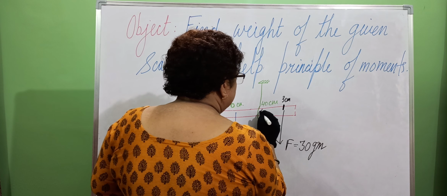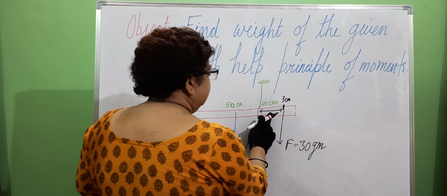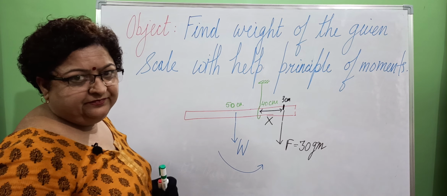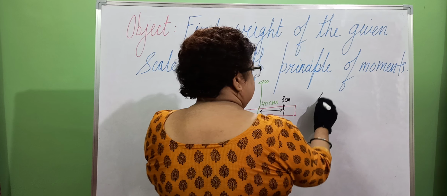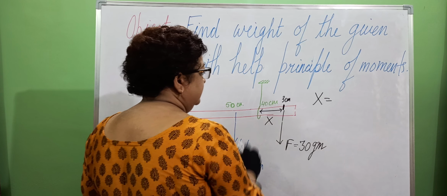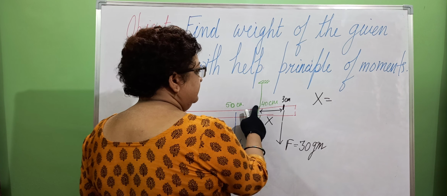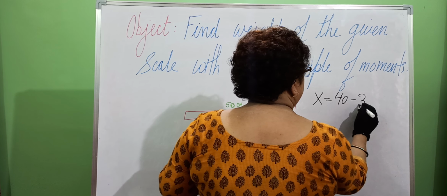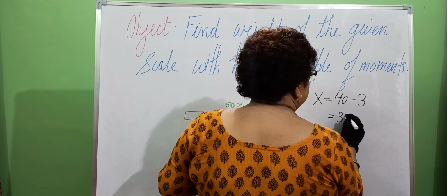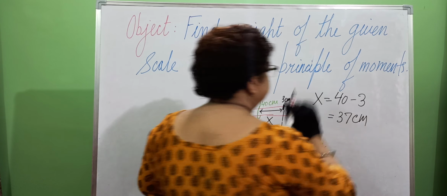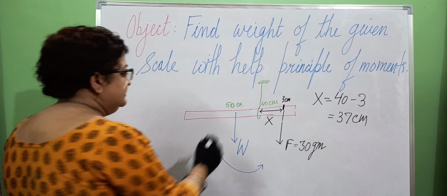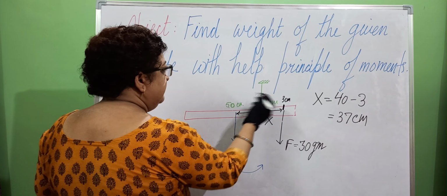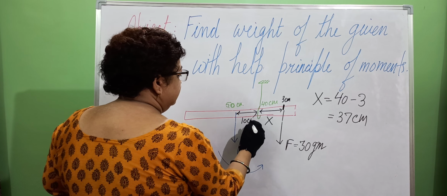So, how much is this distance? Can you get this distance? Let me write it as x centimeter. So what is x centimeter? x is 40 centimeter minus 3 centimeter, that is 37 centimeter. Right? What is this distance? This distance is 50 minus 40, 10 centimeter.